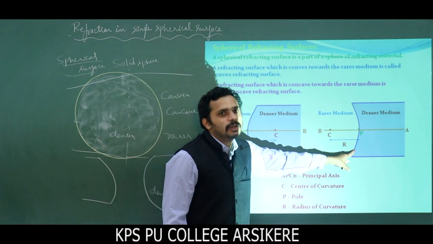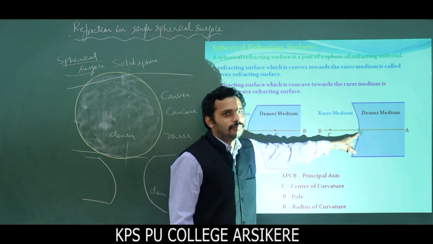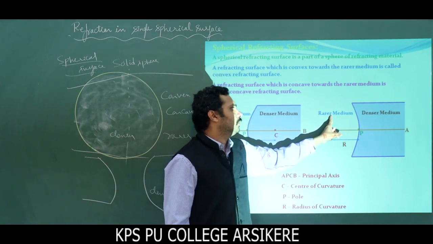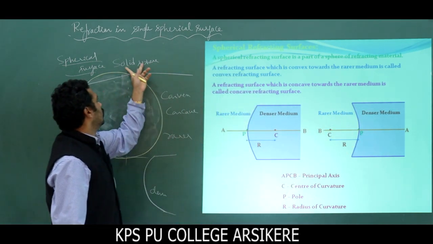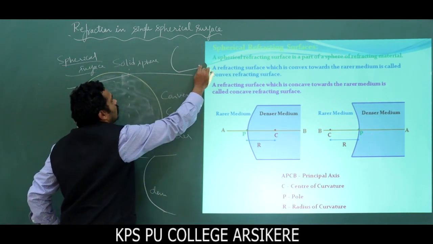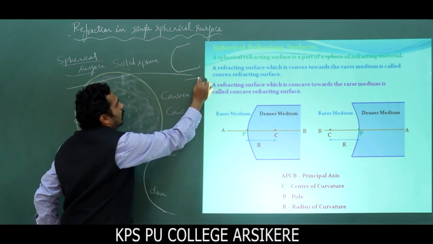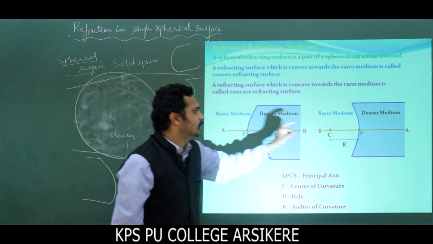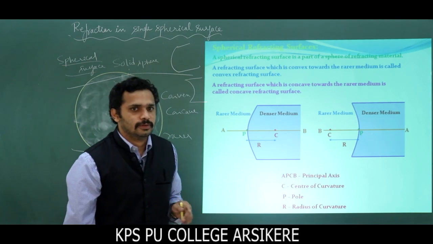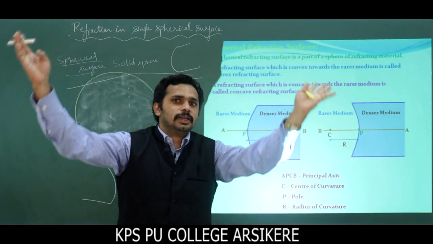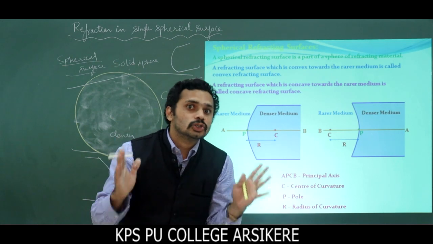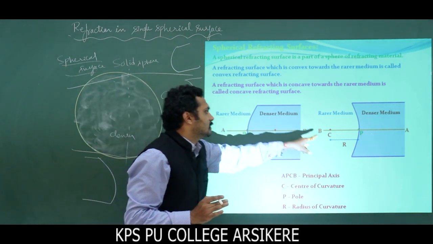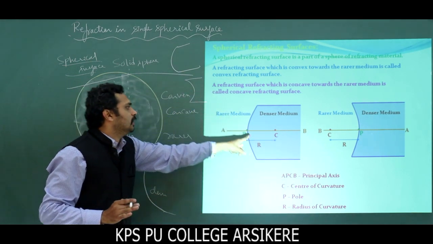This is concave spherical surface. The concave refracting surface is towards the rarer medium, and this is the denser medium. There are two types of spherical surfaces: convex spherical surface and concave spherical surface. Know that what is spherical surface? It is a part of the solid sphere. Is this clear?